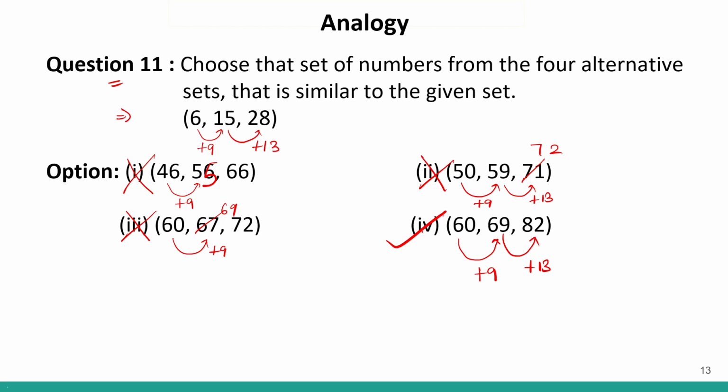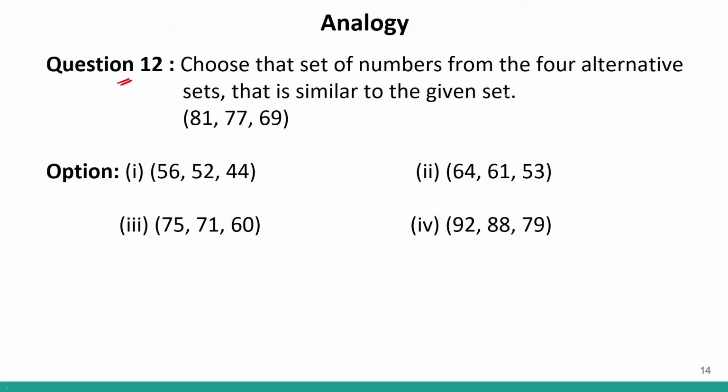Okay. Now, moving forward to question number 12. Choose that set of numbers from the 4 alternative sets that is similar to the given set. This is the set 81, 77, 69. We have to find out which one follows the same logic as this set. Now, if I look over this number, this is minus 4 and this is minus 8. 77 minus 8 will be 69. So this is minus 4, minus 8.